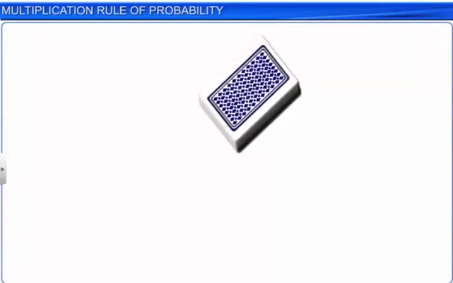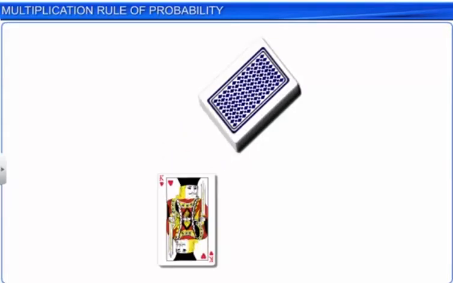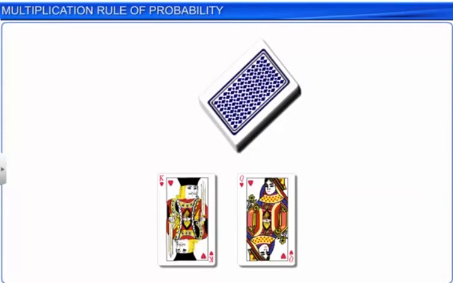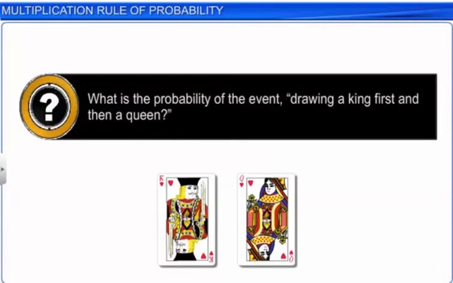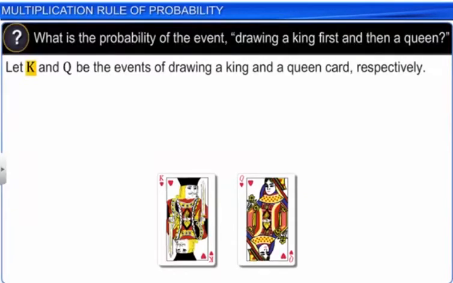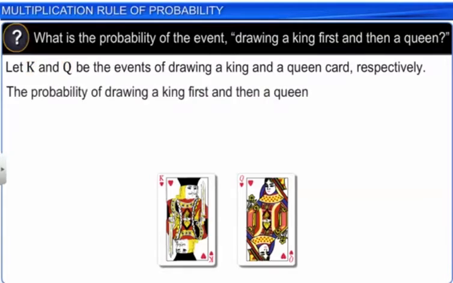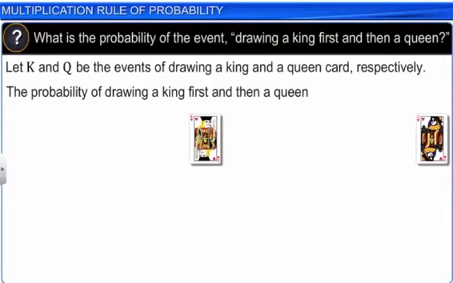Consider a pack of cards. 2 cards are drawn one after the other without replacing the first card back into the pack. Suppose the first card drawn from the pack is a king, and the second card drawn is a queen. Then, what would be the probability of the event? Let K and Q be the events of drawing a king and a queen card, respectively. As we need to find the probability of drawing 2 cards one after the other without replacement, we have to find the probability of K intersection Q.